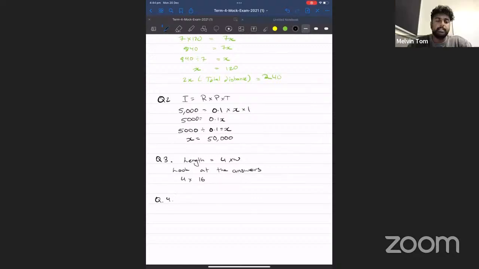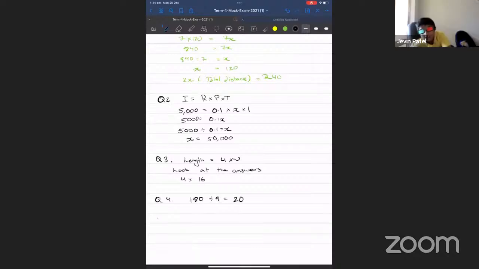So question number 4 is easy. Genjin has 180 marbles. They need 9 marbles per packet. How many packets? It's just 180 divided by 9, which is 20.